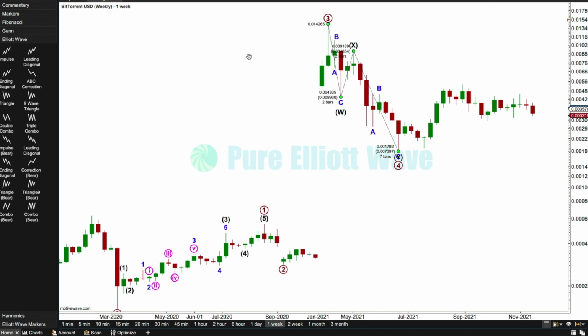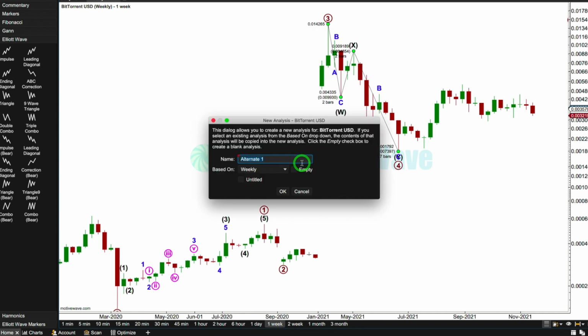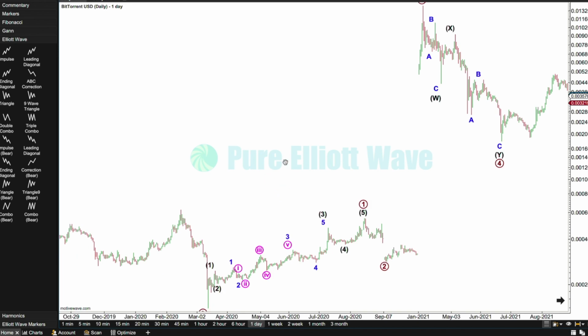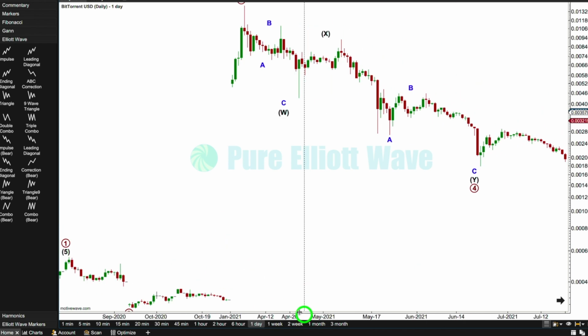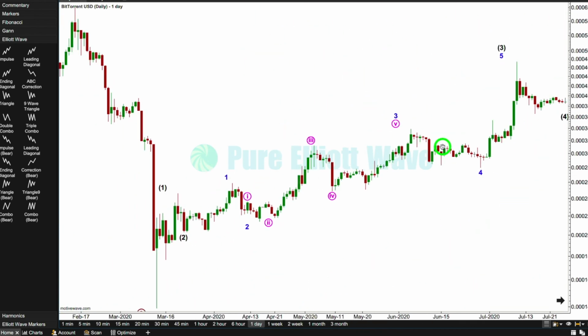Okay, now the test is: is it going to work at the daily chart level? So let's save that, and from this I'm going to create a new chart, and I'm looking at daily candlesticks. Let's start and check this. Oh, okay, this isn't going to work, is it? Okay.